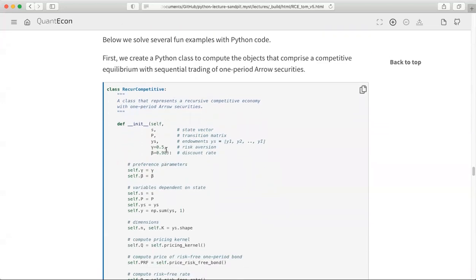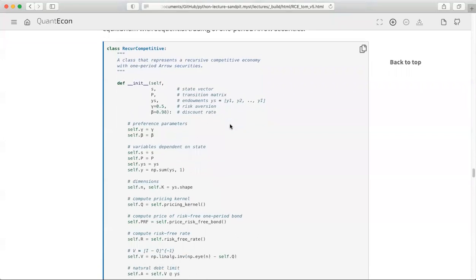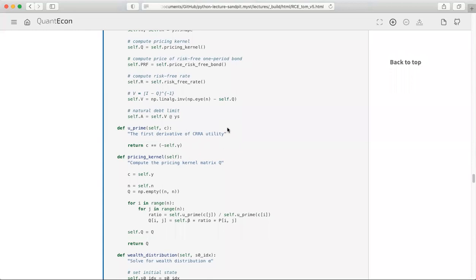It's going to have a risk aversion parameter, some preferences, and those are all the inputs. And then what it's going to do with those inputs, it's going to compute the derivative of the utility function, because I'm going to need that. And there's a formula for it, C to the minus gamma. This self thing is a little bit of Python. It's going to define a pricing kernel.